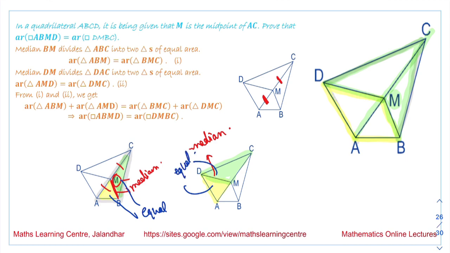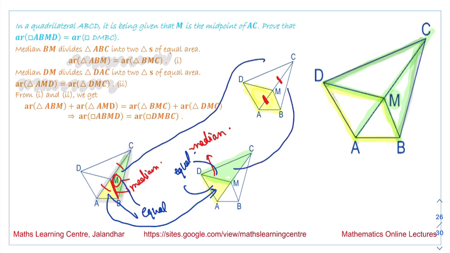Now we have written over here that area of AMD is equal to area of DMC, and area of AMB is equal to area of BMC. If we add these two equations, this area and this area get added up. So both these areas will constitute this much portion over here. This is the portion we are talking about. And when we add these two areas, we get this portion, and these two areas are equal.